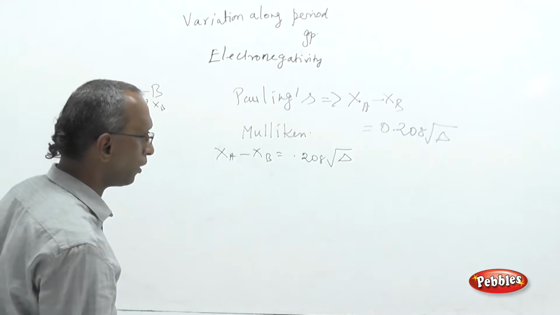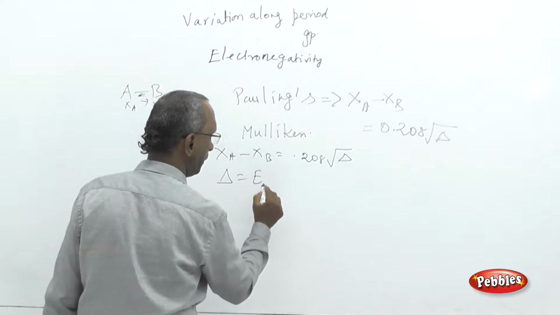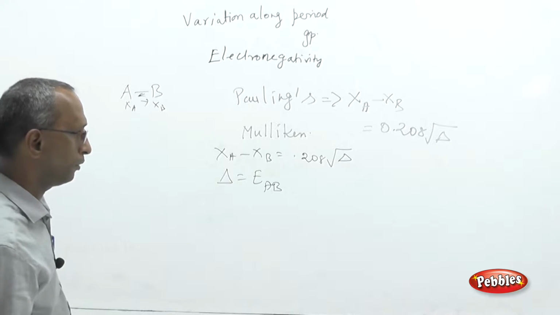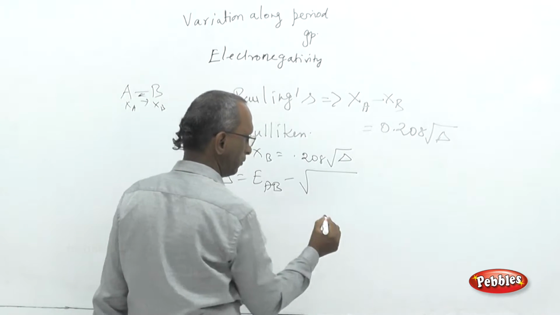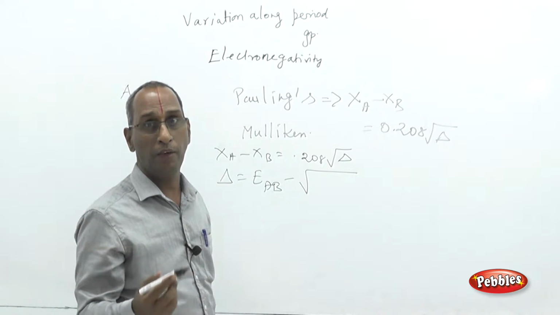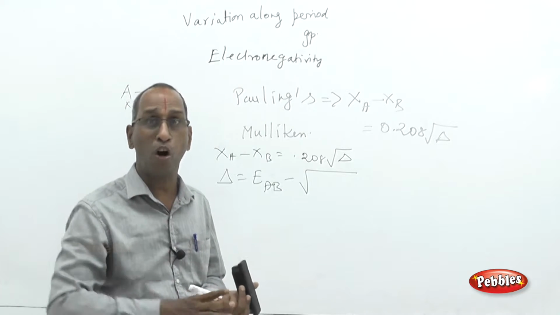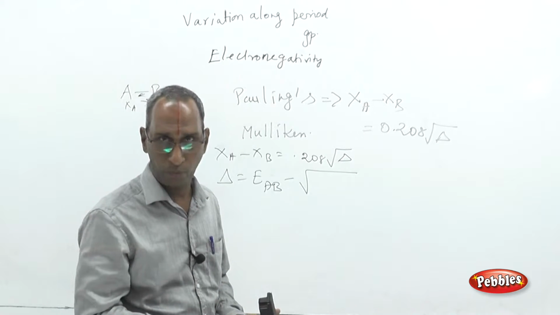Here once again delta is defined as the difference between the bond energy between A and B species, minus the geometric mean. What is meant by geometric? Arithmetic mean is the sum of the data divided by the number of data. Geometric mean is the product of the data raised to the nth root, where n is the number of data.